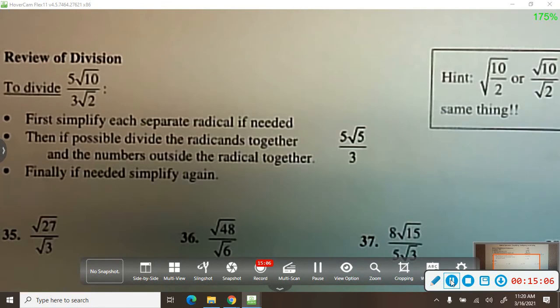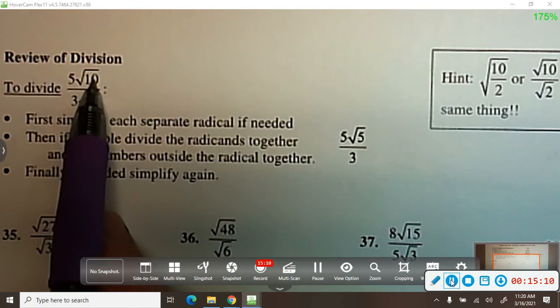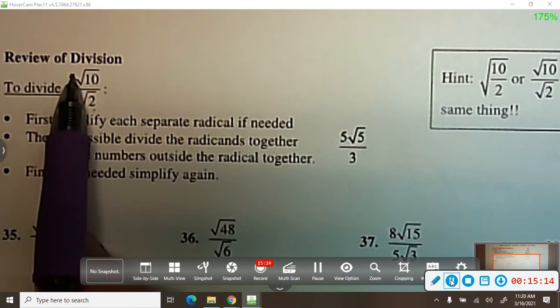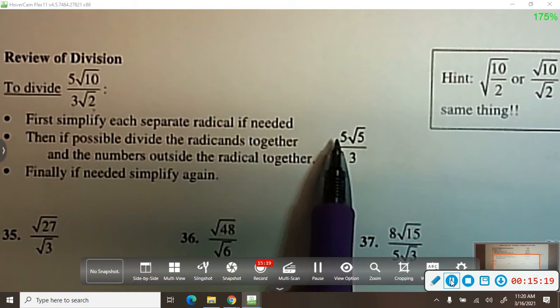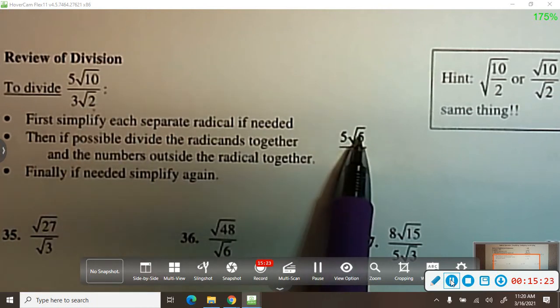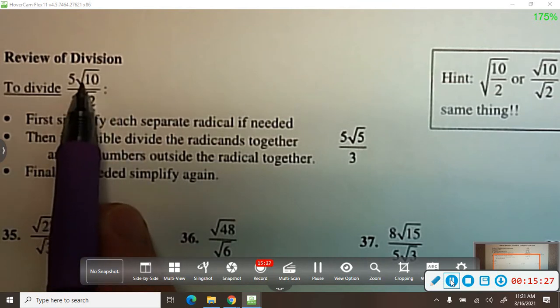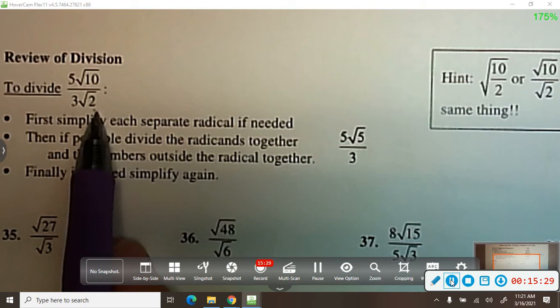So now we're going to talk about division, and as long as they're the same radical, you could divide. So like 10 divided by 2 is 5, and then 5/3, you could reduce 5/3 if you can, but 5 over 3 doesn't reduce, so they leave it as 5/3, and then 10 divided by 2 is 5, so we're done. So if you have two radicals that are division, you could divide them together.